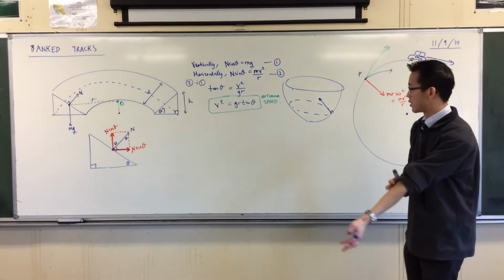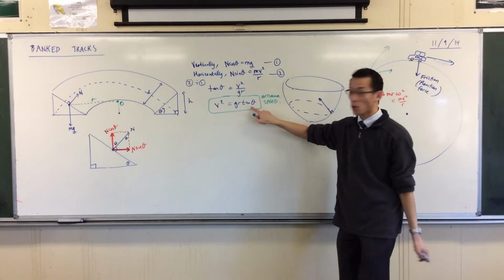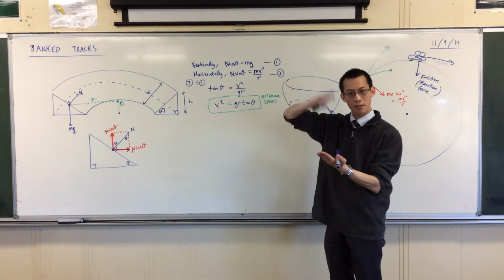Now, that's fine. That's good. But that's sort of assuming the road's already there. It has a given radius, it's going to go that far, and you can measure what the angle is.